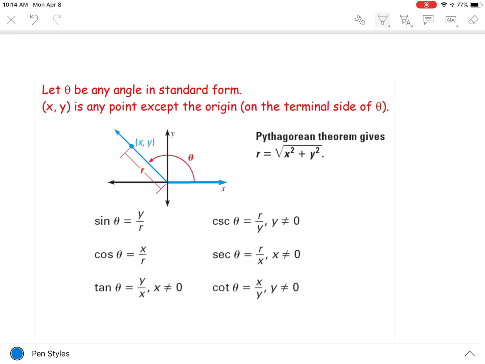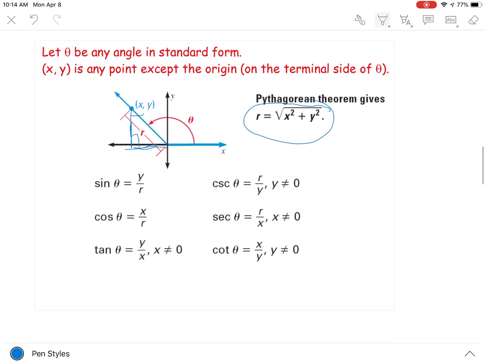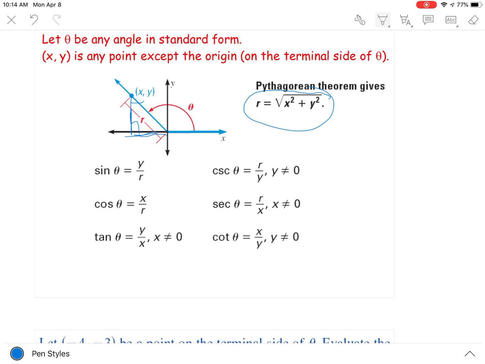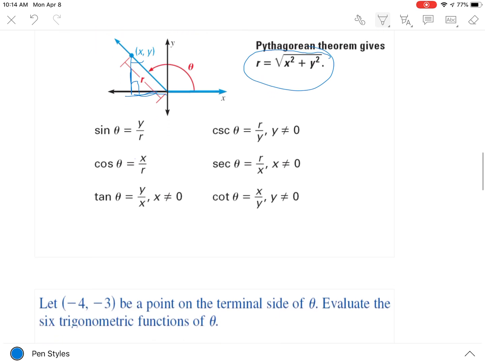And r is basically the Pythagorean theorem, where x is one side of your triangle and y is the other side of your triangle. Sine is now y over r, and I'll explain that in a little bit. Cosine of theta is x over r, so you just take the x coordinate over your radius. Tangent is y over x, except for when x is 0, because you can't divide by 0. Cosecant is flipping sine. Secant rather is flipping cosine. Cotangent is flipping the fraction of tangent.